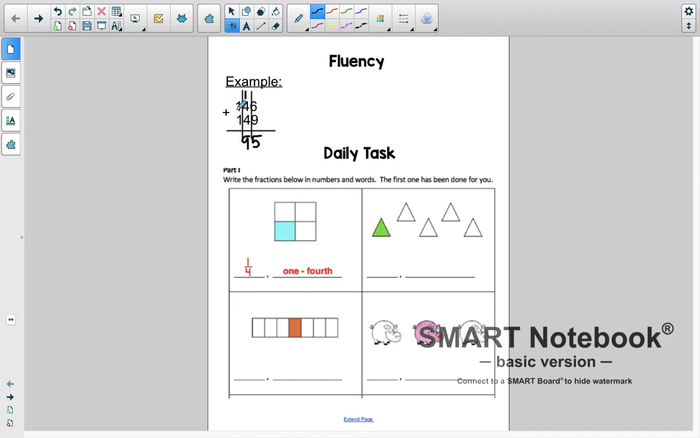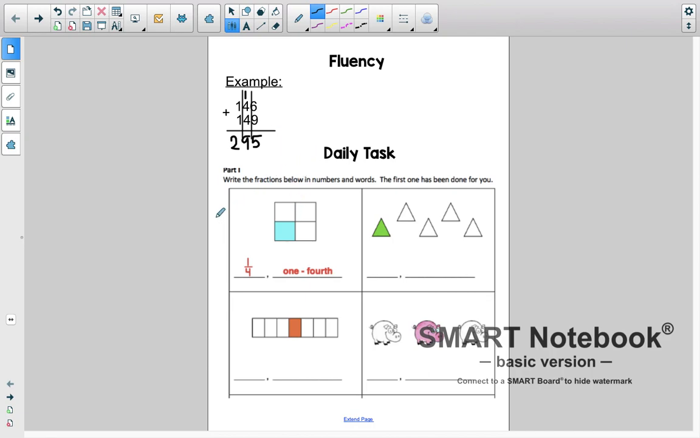And then I'm going to add the hundreds. 1 plus 1 equals 2. So 146 plus 149 equals 295. I want you to go ahead and try the other 3-digit numbers to add them. And remember, if you have a 15 or a 14 or a 13, you want to make sure that you carry that and you don't forget about that, because that's very important. All right, and then we're going to move on to the daily task.